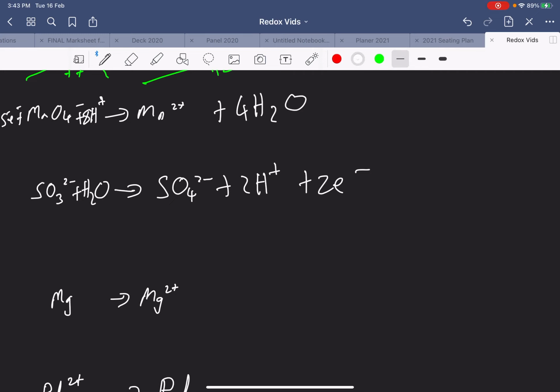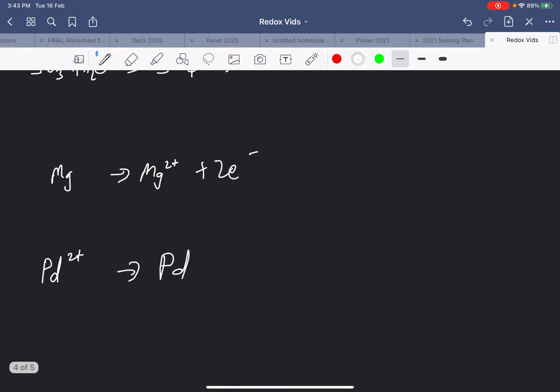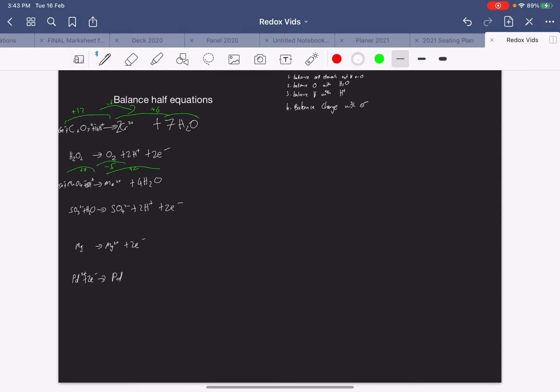All right, and just a couple of easy ones. Magnesium, no oxygen, no hydrogen. All we're going to do is balance the charge. 2 electrons on the more positive side makes them equal. Palladium over here, opposite scenario, going from 2 plus down to 0. So we want 2 electrons on the left to balance that charge. And that's our balancing half equations.